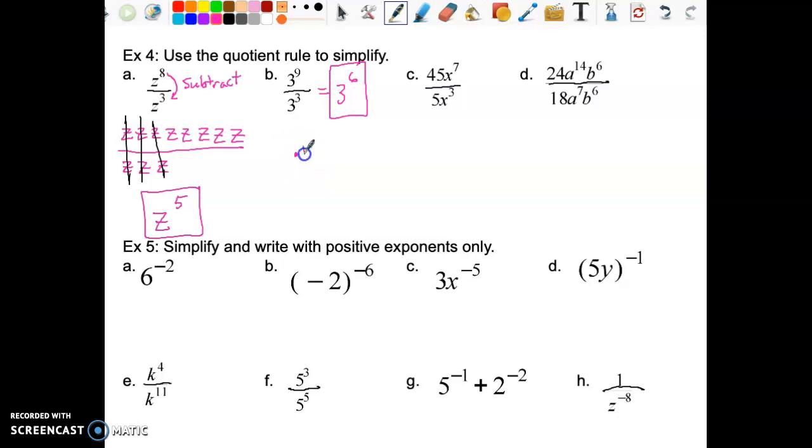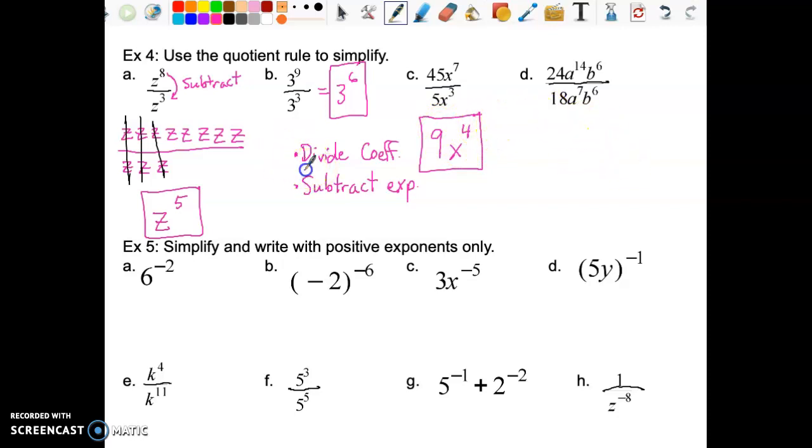So let's give you a written out rule. Remember when we multiplied the coefficients? Well, now when we divide, we divide the coefficients and we subtract the exponents. So as I look at letter C, 45 divided by 5 is 9. 7 minus 3 is 4. I said that wrong. I knew the answer was going to be 9x to the 4th though.